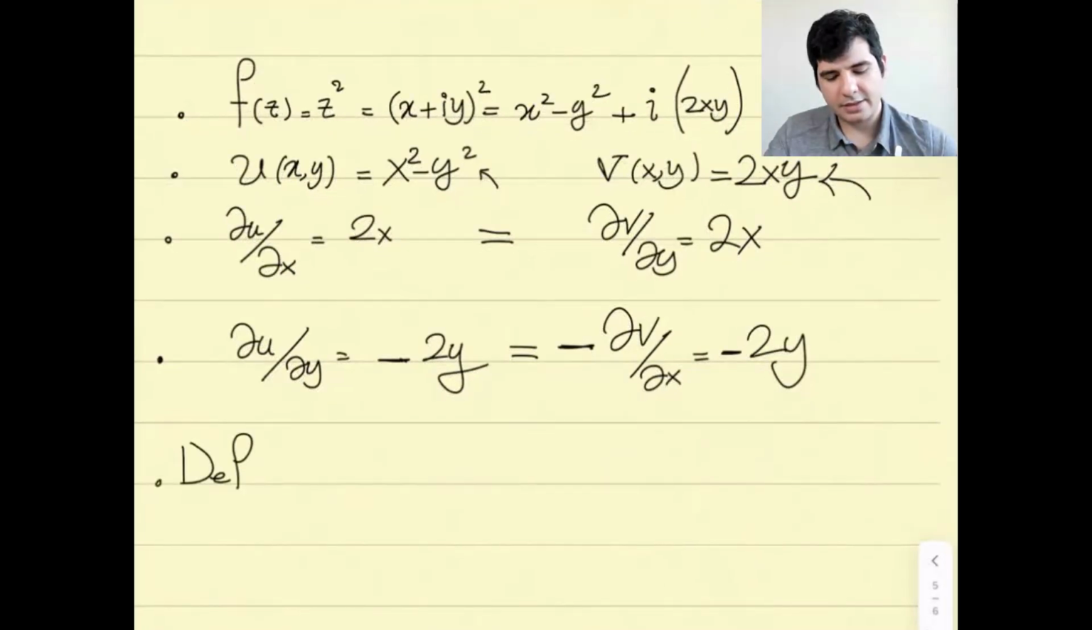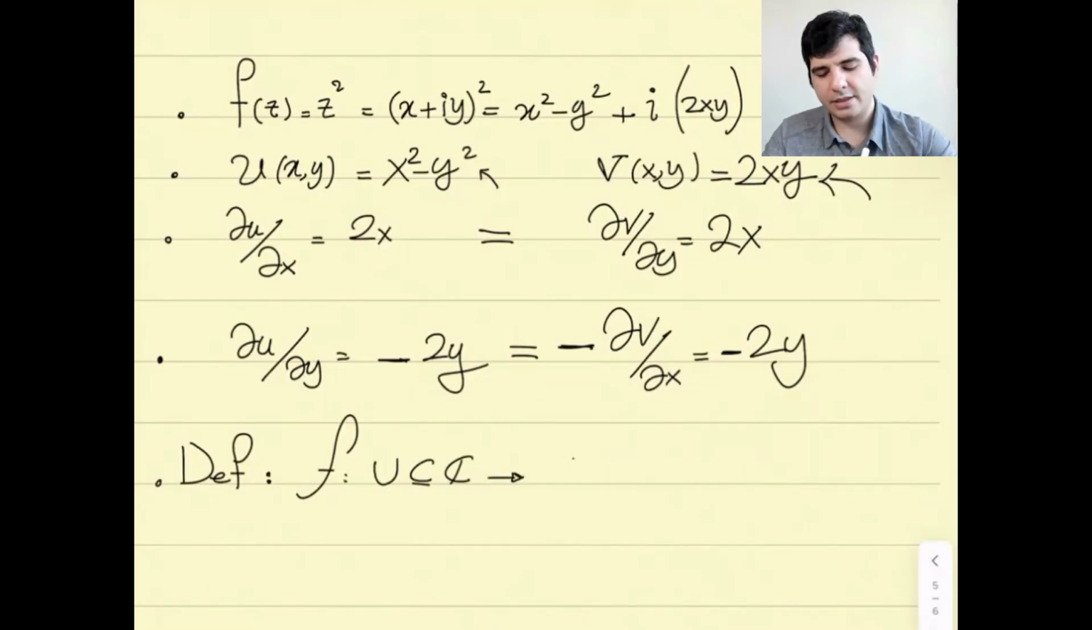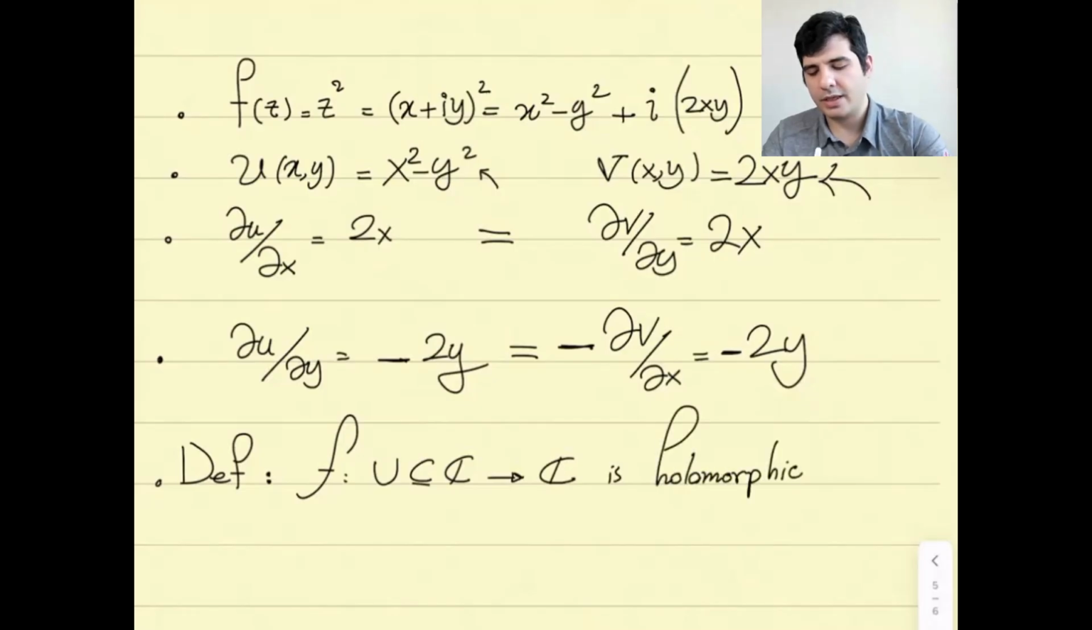Definition. So this is the essential definition of this section. You say a function f defined on a subset of C to C is holomorphic. This is our definition for a function being holomorphic.